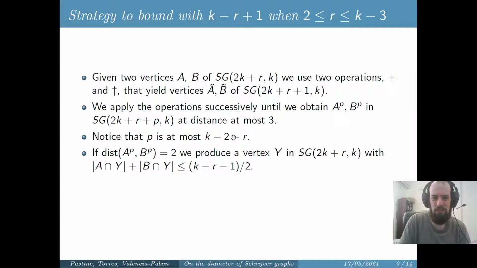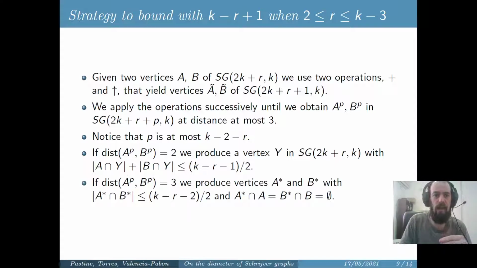Well, I'm not exactly going to show you where this comes into play. I'm going to tell you though. Now, what may happen between A prime and B prime is that the distance is either 2 or 3. If the distance is 2, we're going to get a vertex y that has a small intersection with A and with B, and then use that corollary from before. And if the distance is 3, we get two new vertices, A star and B star, with a small intersection between them, such that A star is neighbors with A and B star is neighbors with B. So this condition on p is what is going to give you these two upper bounds here.